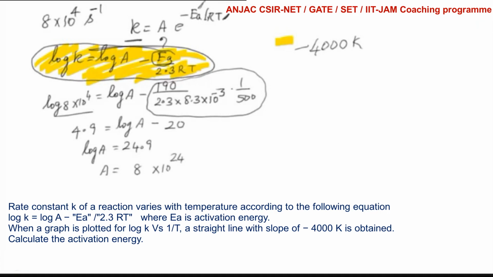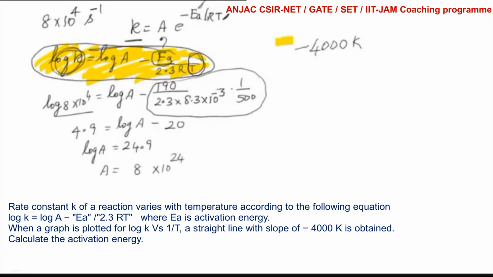How to approach this problem? I have already given the formula, the highlighted formula. They have plotted the log K versus 1 by T. Therefore, what is the slope of this? Looking at the equation, you can tell me the slope of the straight line.